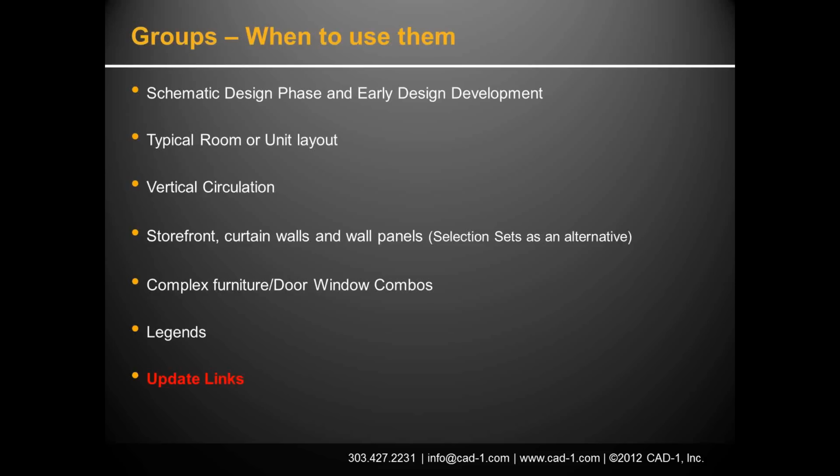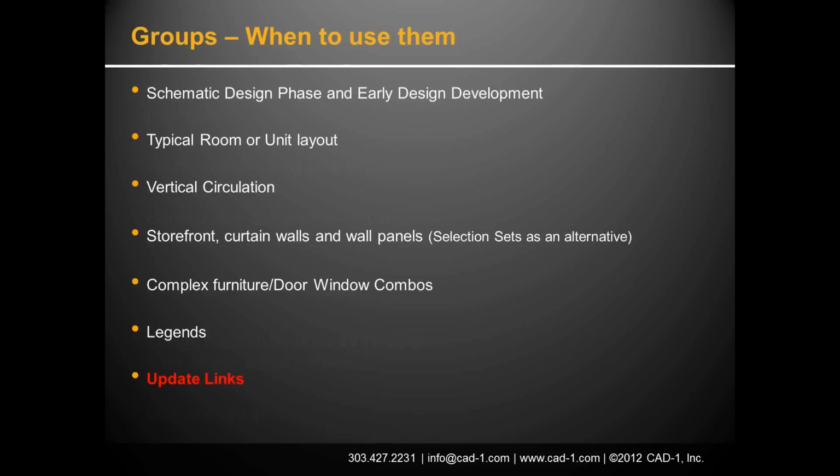And I say selection sets as alternatives might be applicable for what you want to do. If you just want to select something, having something as a selection set is a great way of doing that. Complex furniture with door-window combos, things of that nature, would probably be good for groups. It depends. If I'm just grouping two pieces of furniture together, a family might be more appropriate for that. We'll look at that in a little bit. Also, setting up legends, that's another big key right now. And then have out there bold and in red, updating links. So we can use groups to change our links. We're going to talk about the links in a little bit.